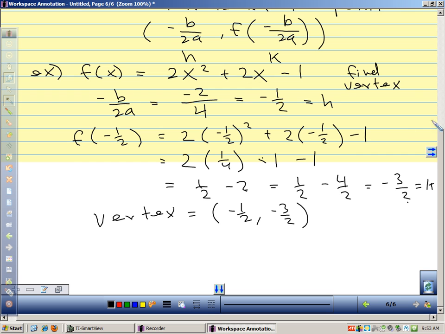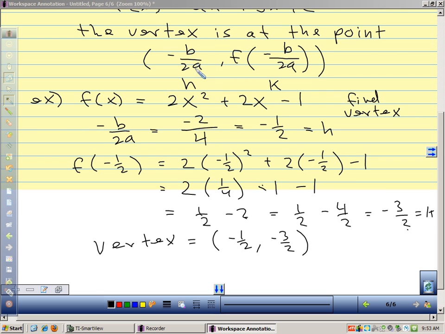So using negative b over 2a is nice when it's difficult to complete the square. It would be hard to complete the square on this one because we end up dealing with fractions. So using negative b over 2a and f of negative b over 2a is a quick, easy way to find the vertex if it's more difficult to find the vertex form. So just another way to find our vertex is using negative b over 2a. Any questions?